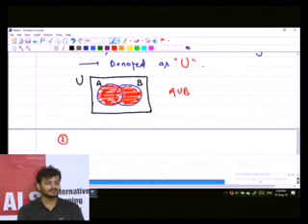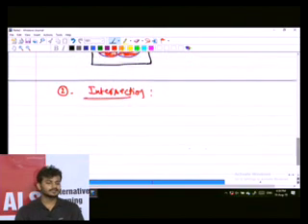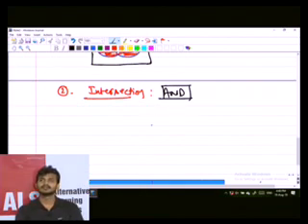Next is the second one, which is intersection. Having said that, intersection is basically and. This word is and. I'll tell you how it is and, okay? How it is and.